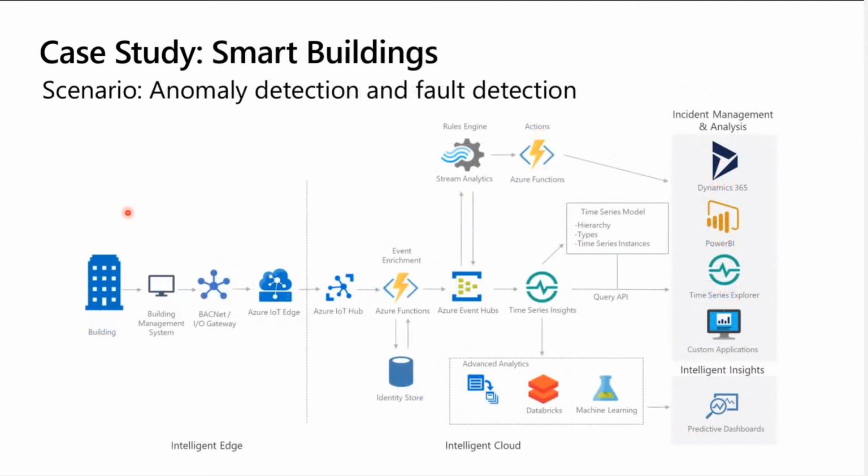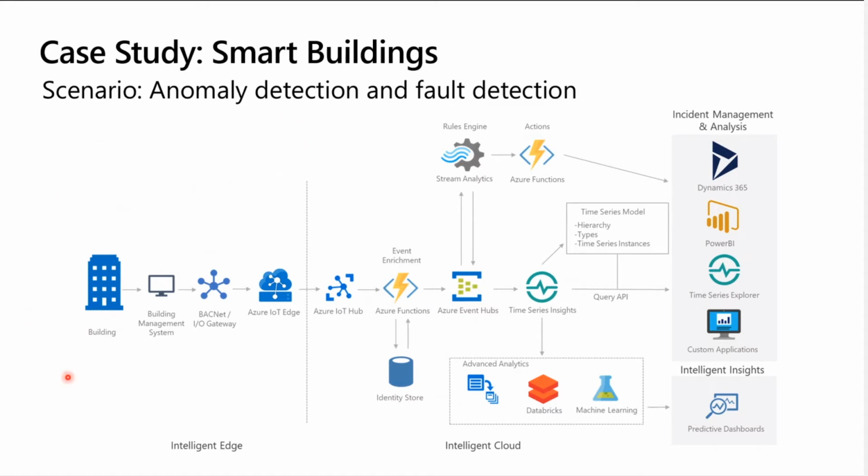The next use case I wanted to share with you is a smart buildings use case. One of the goals of smart buildings is to drive energy efficiency and promote sustainability. A key contributor to energy inefficiency are faults. So the quicker these faults are detected, the greater the efficiency, hence why being able to detect anomalies and faults within the building are critical for energy efficiency.